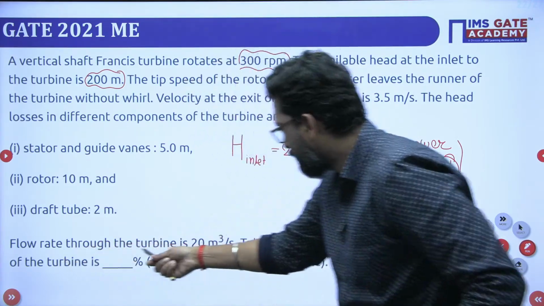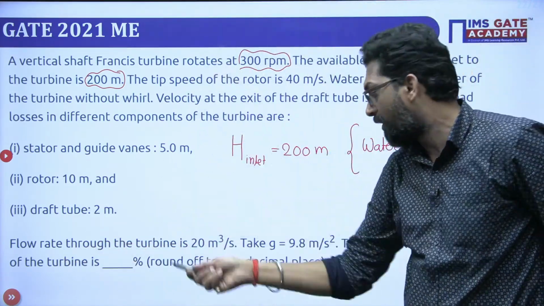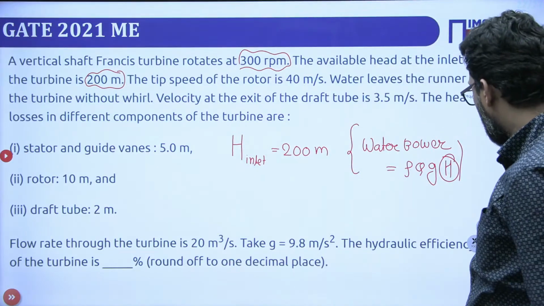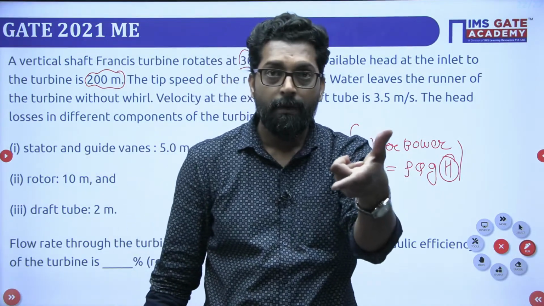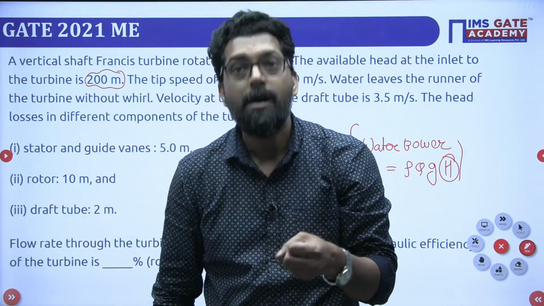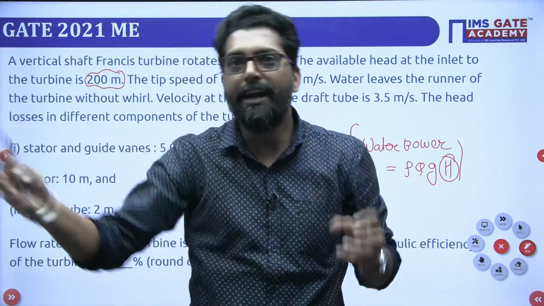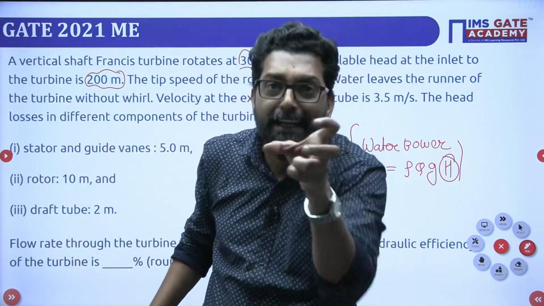The flow rate through the turbine is given. Hydraulic efficiency they are asking. Okay. So what is the hydraulic efficiency? Output by input. What is the output? Output is your shaft power. Input is your head available, that means at the inlet to the turbine.